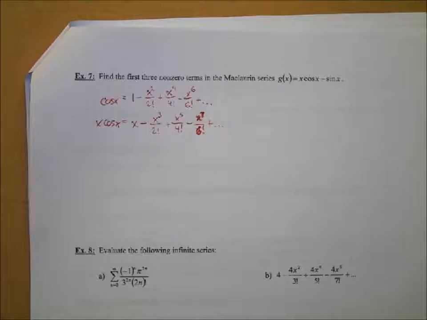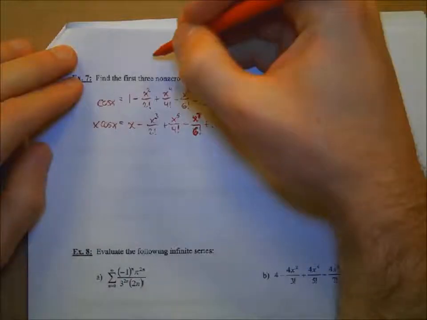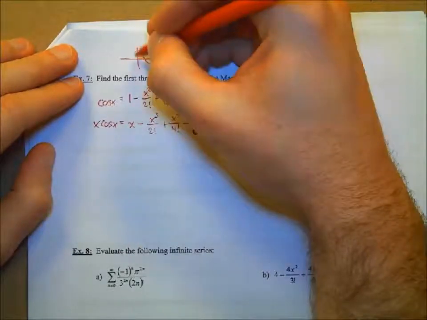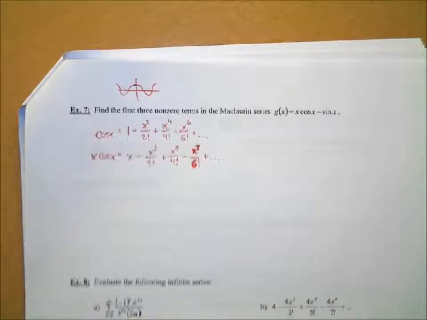We take cosine x: 1 minus x squared over 2 factorial plus x to the 4th over 4 factorial minus x to the 6 over 6 factorial. Again, how can you remember this? Cosine is an even function. The graph of cosine is symmetric about the y-axis.